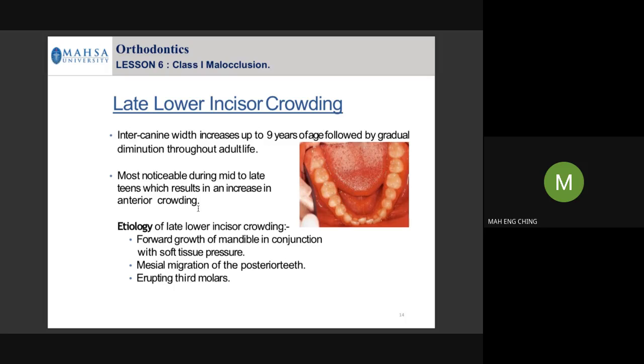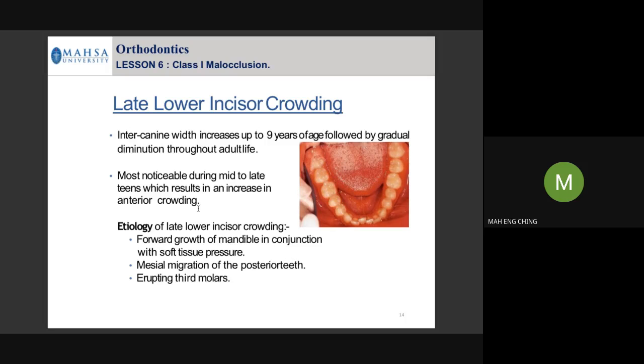forward. Then the upper teeth, so the lower teeth are trapped behind the upper teeth, plus the soft tissue pushing a little bit, plus a little bit of mesial migration of the posterior teeth, then cause lower incisor crowding. So don't tell the patient that if you remove the third molar, you can prevent this lower incisor crowding. That's wrong, because most late lower incisor crowding happens because of the jaw. It's not because of the third molar.